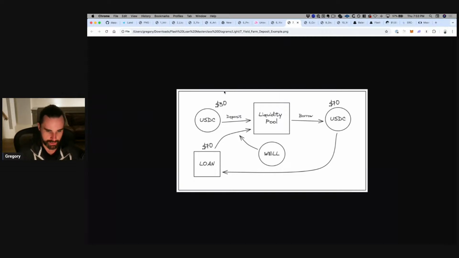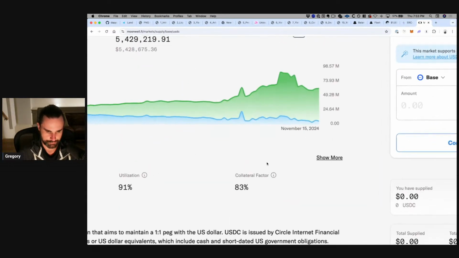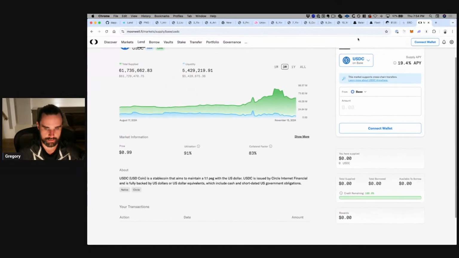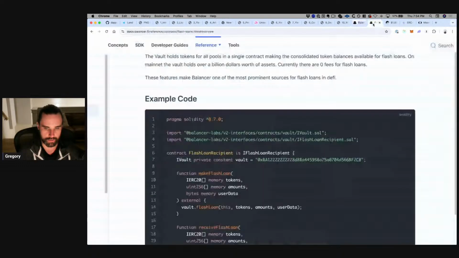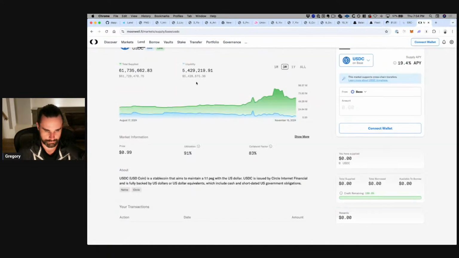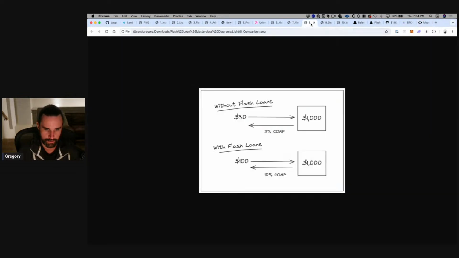Now, I use 30 and 70 very specifically because Moonwell has something called a collateralization factor. You see this collateral factor right here? That number is 83%. So what does that mean? Basically, it means that if you are going to borrow money, you can only borrow 83% of whatever you've deposited. So for example, if I'm putting in $10 of USDC, the maximum amount of money that I could borrow would be $8.30.